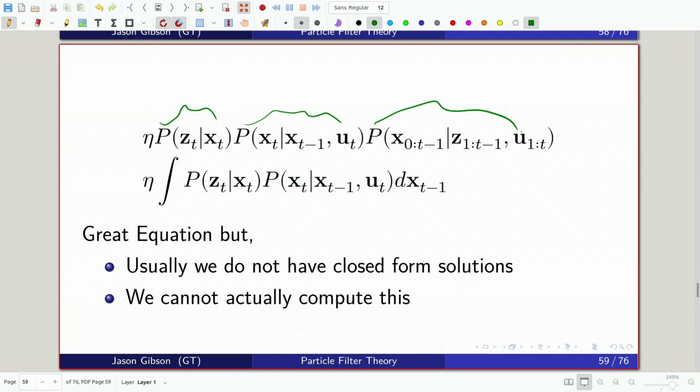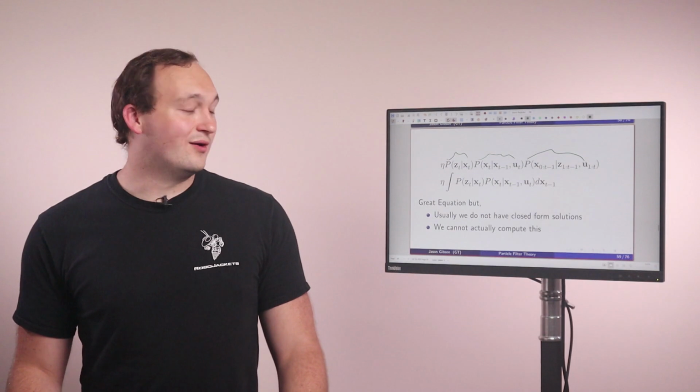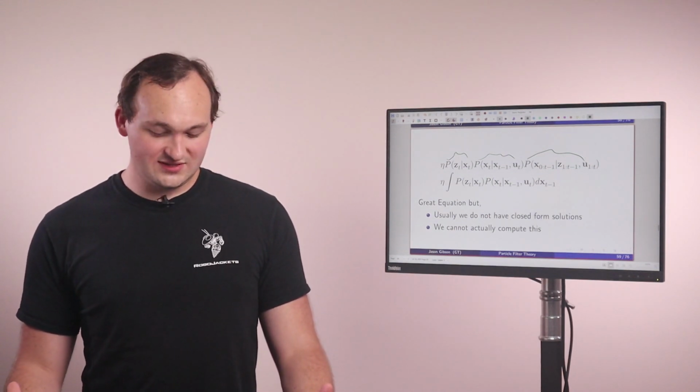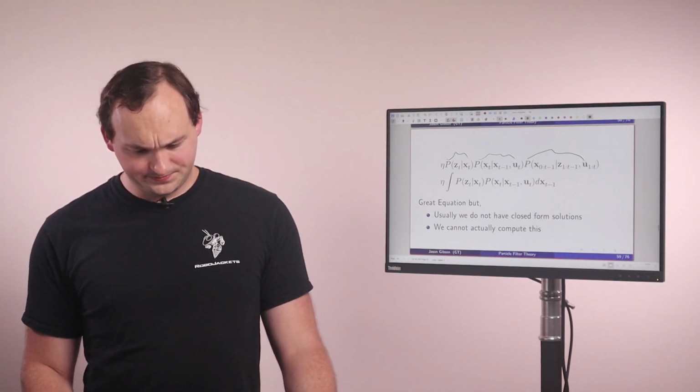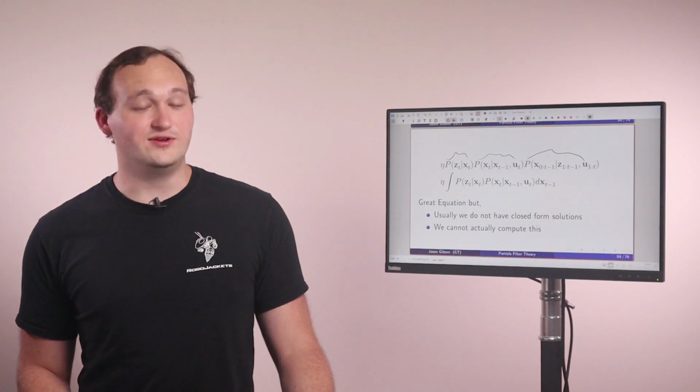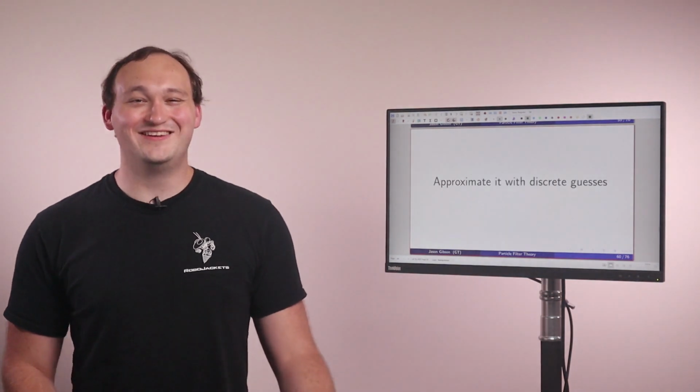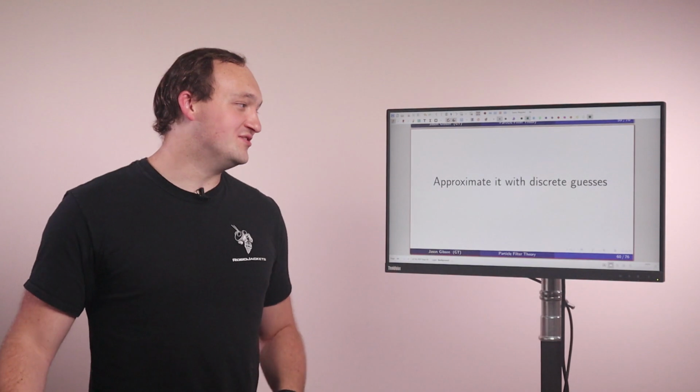As I say simple equation, I'm hiding a lot of things here. This integral is over all history ever. So often we can't compute this, or it is very difficult to compute. Usually you just can't. It is a great equation, but we don't have a closed form solution. We can't compute this. So what do we need to do? We're going to do the thing that we often do in robotics, and we're just going to approximate it, because we always just do approximations in robotics.